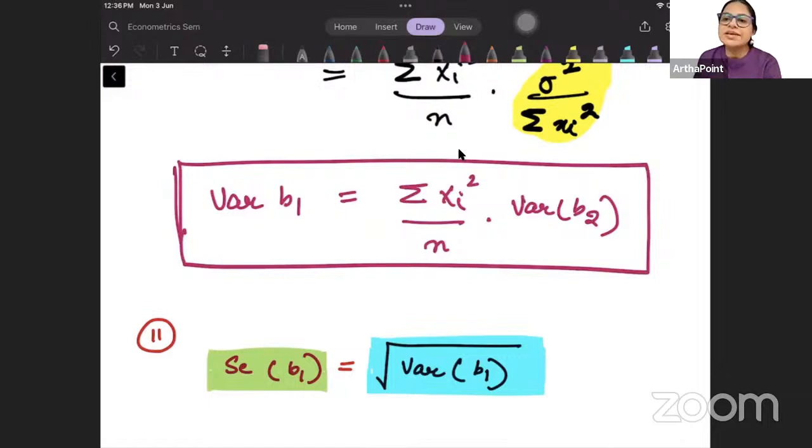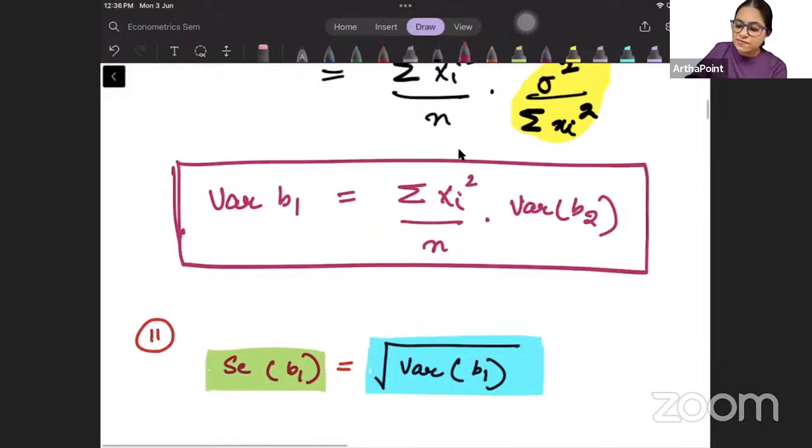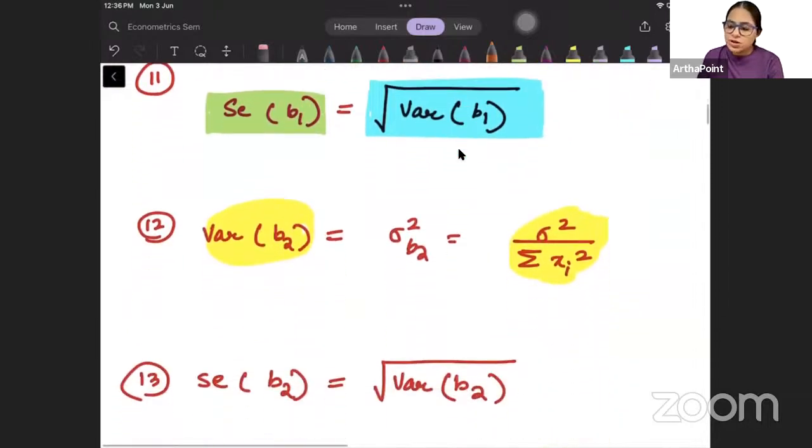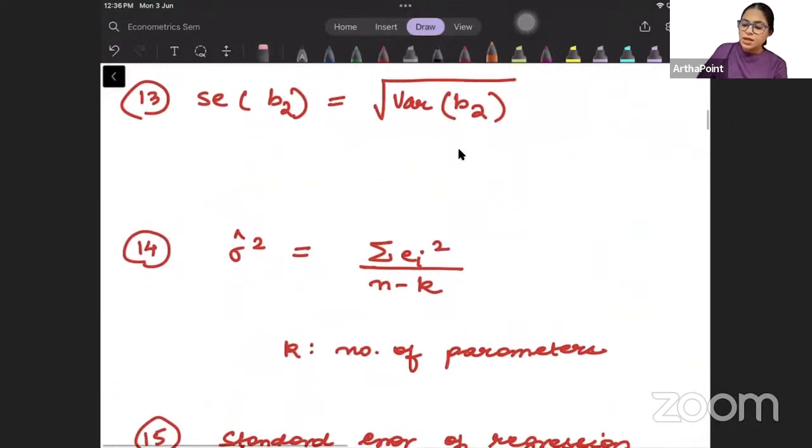So sometimes in exam they ask you what happens when variance of B2 increases. Simple है, अगर B2 का variance बढ़ेगा तो B1 का variance automatically बढ़ेगा. It will also increase. This can be asked as an important question. ठीक है.